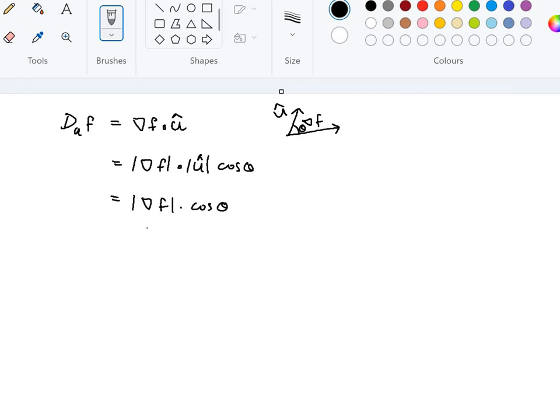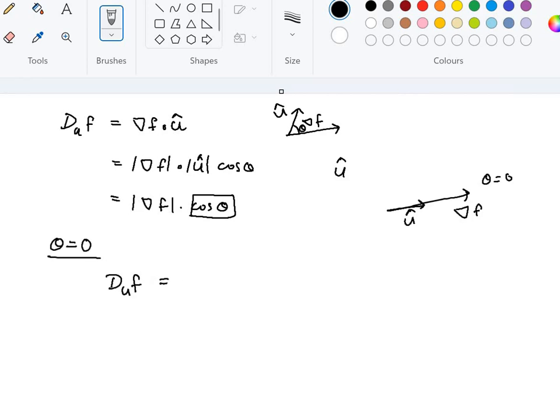Okay, now the question is, when will D_u cap f be maximum, if you take u cap in which direction will this D_u cap f have a maximum value? The maximum value depends on this cos theta value, because cos theta always lies between -1 and +1. So suppose theta equals 0, then del f is this and u cap is also in the same direction because the angle between them is theta equal to 0. In that case, D_u f will be mod del f, since cos theta equals 1, right?